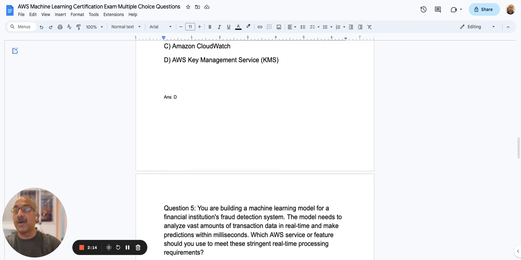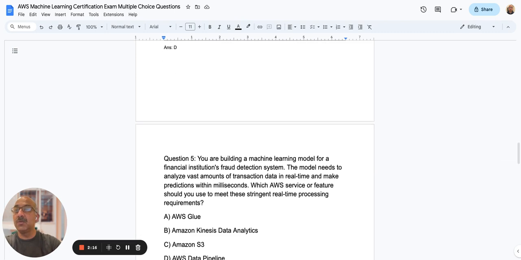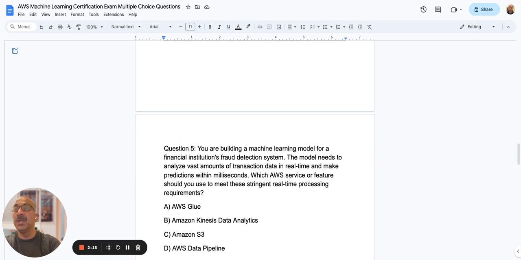Question number 5. You're building a machine learning model for a financial institution, and basically here they're talking about fraud detection. So quickly, you're supposed to figure out if it's fraud or not in milliseconds. It's a real-time thing, right? That's the key part of this question. So what do you use? Do you use AWS Glue, Kinesis Data Analytics, S3, or Data Pipeline?